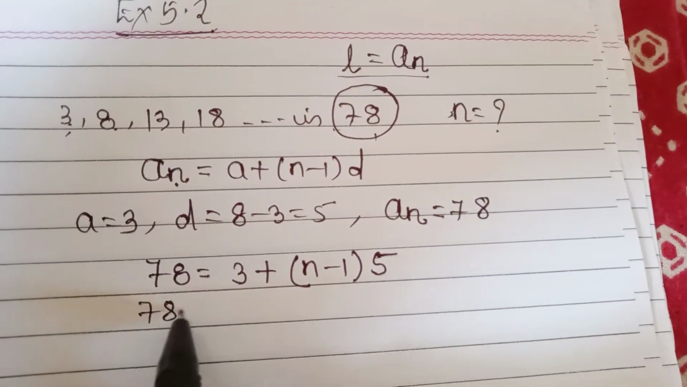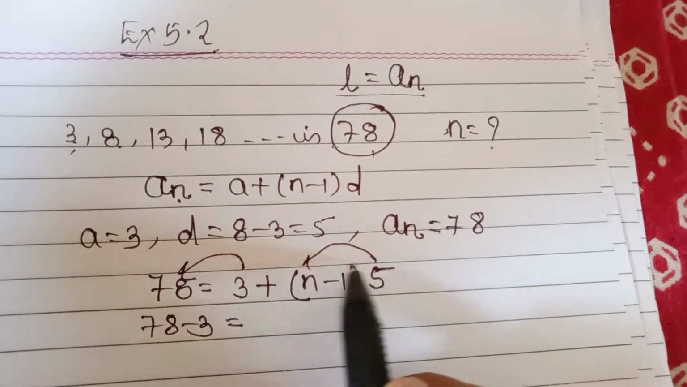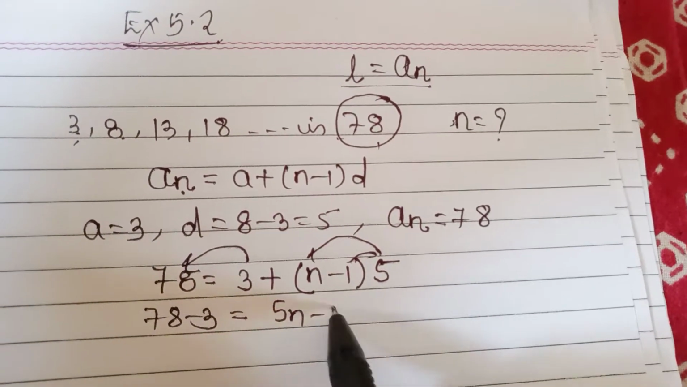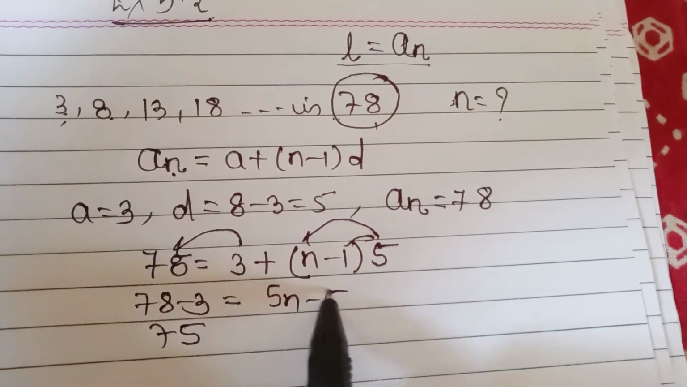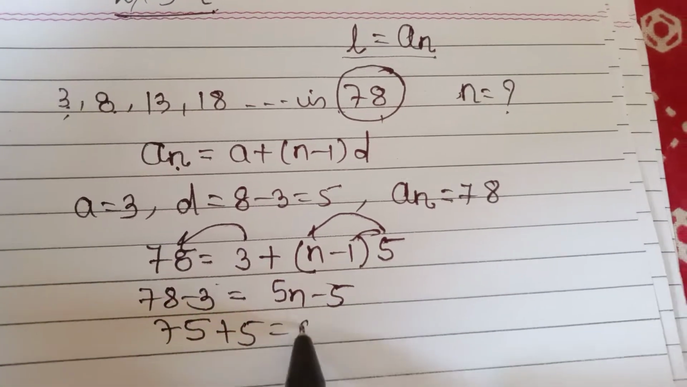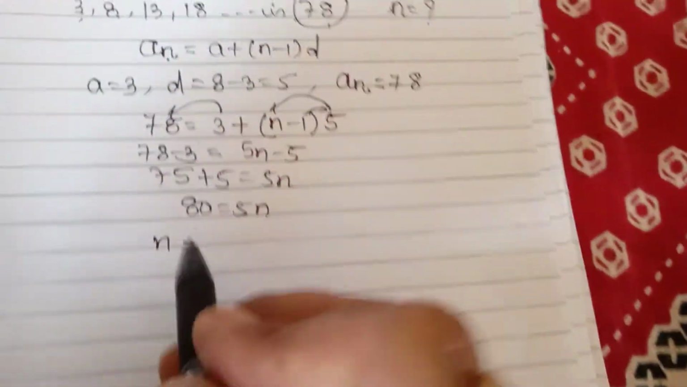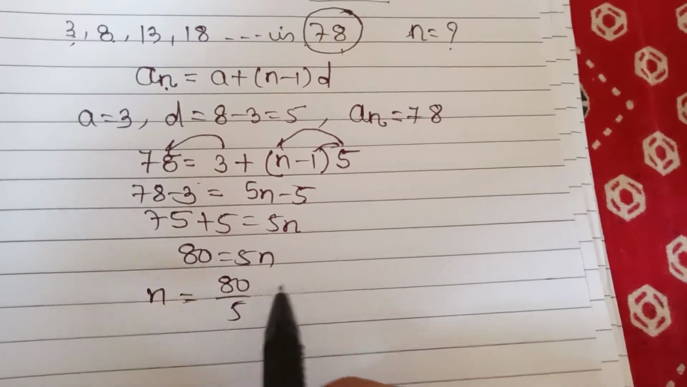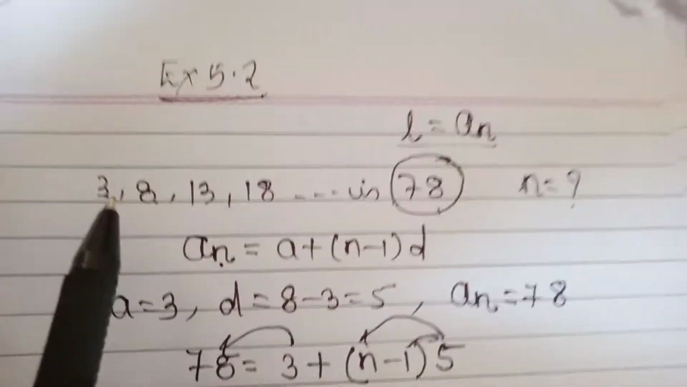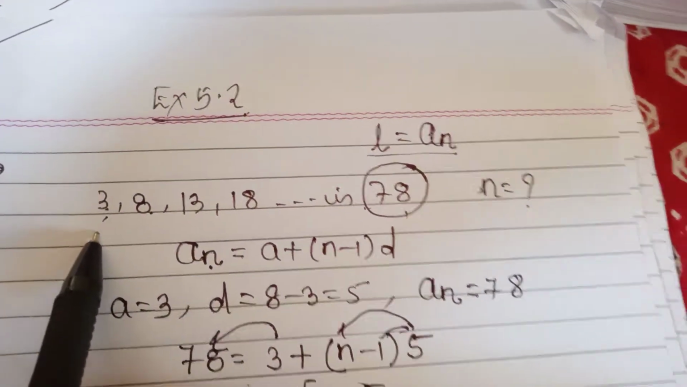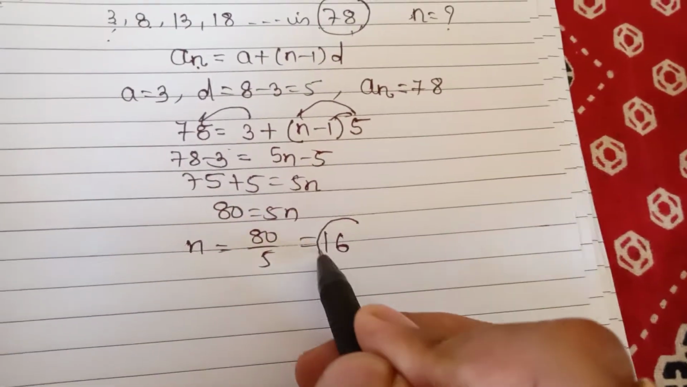So 78 minus 3, I just transferred this 3 here and multiplied 5 to n and 1, so it will be 5n minus 5. Now 78 minus 3 is 75, and minus 5 will transfer towards the left side and become plus, so 80 is equal to 5n. So what is the value of n here? It is 80 upon 5, that is equal to 16. So if we start an arithmetic progression from 3 and it ends at 78, how many terms are there? You can clearly see there are 16 terms.